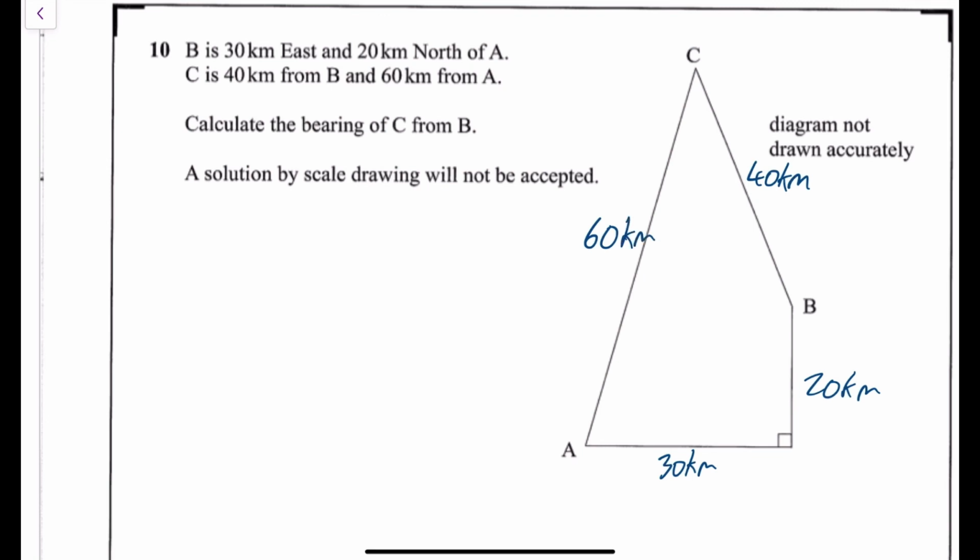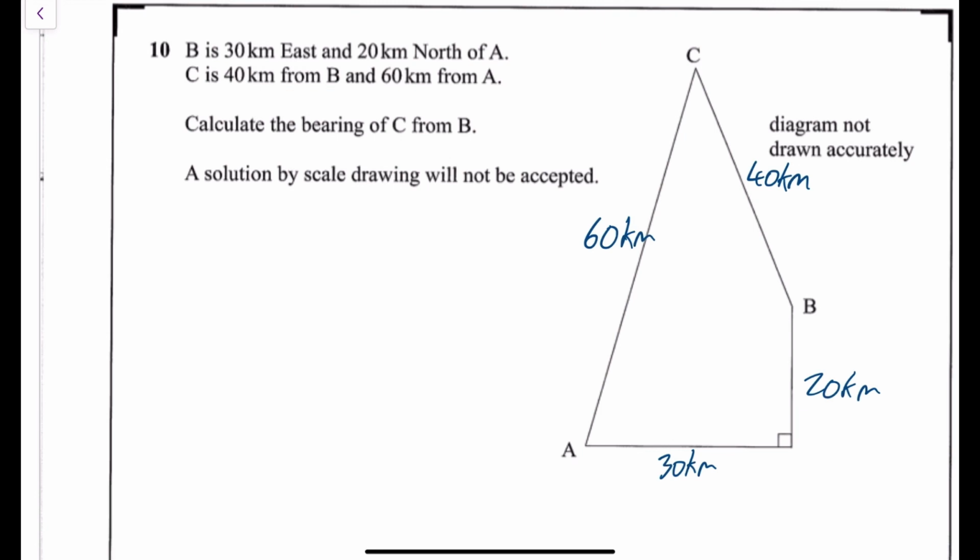Okay, it says calculate the bearing of C from B. So what you're actually trying to do here is find the bearing of C from B. So from B, you want to find the angle measured from the north, measured clockwise all the way around. So that's what we're trying to do. Okay, so we'll bear that in mind. That's where we're trying to get to.